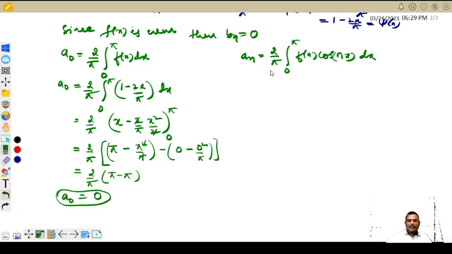Next, we are going to find out the value of an. An is equal to 2 by pi, integral runs from 0 to pi. F of x value in the interval 0 to pi, we have already used here, is 1 minus 2x by pi, into cos of nx into dx.